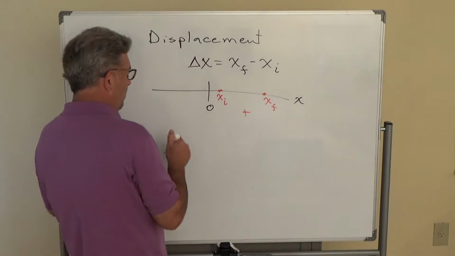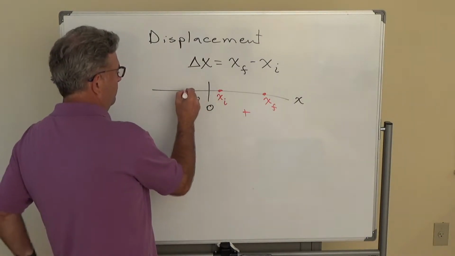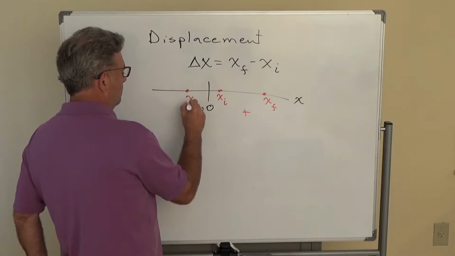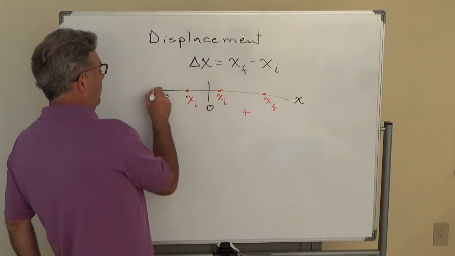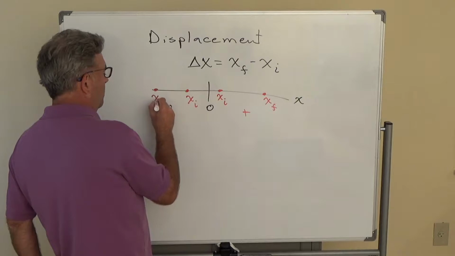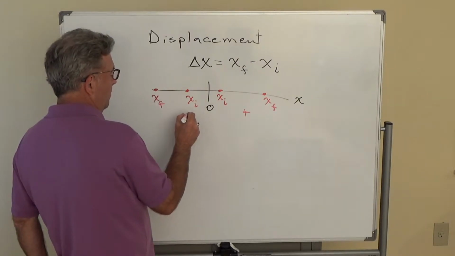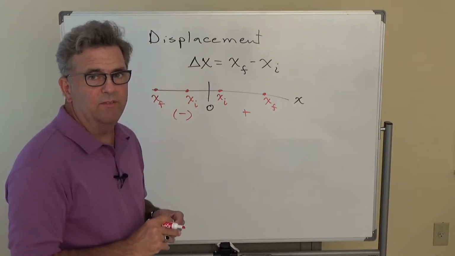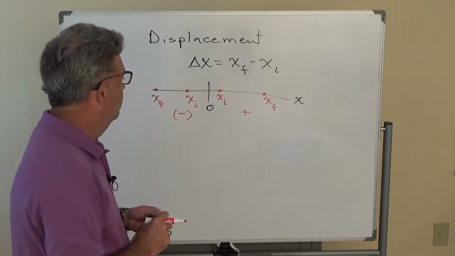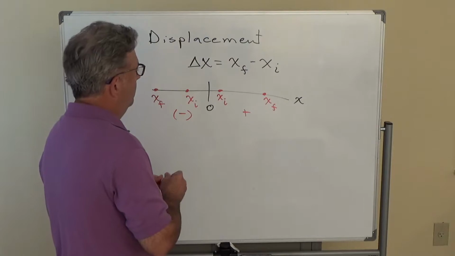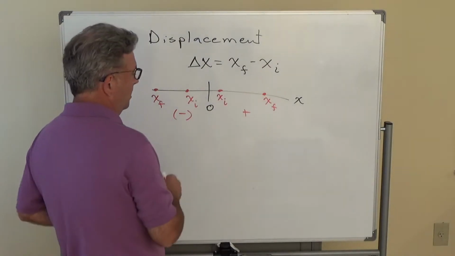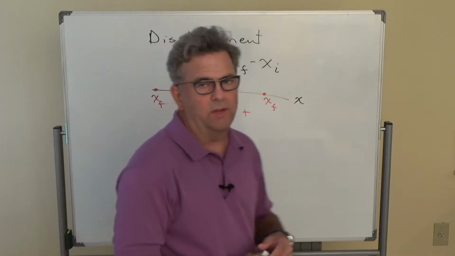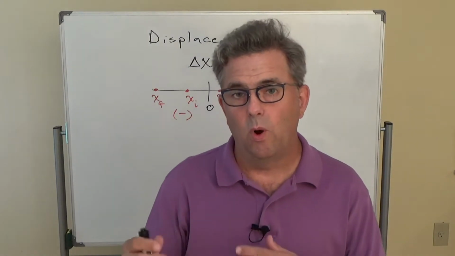If you started here and you end up here, okay, that is a negative displacement. You would have a negative value for delta x. All right? It's always x final minus x initial. So displacement's not only how far you went, but in what direction.